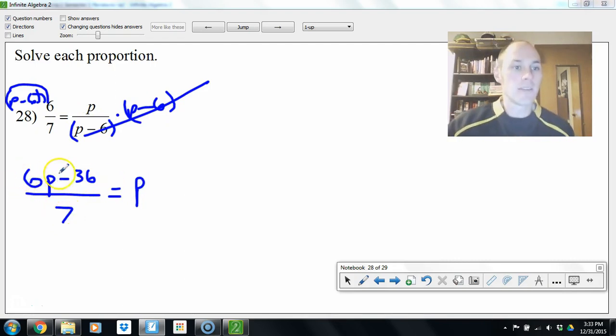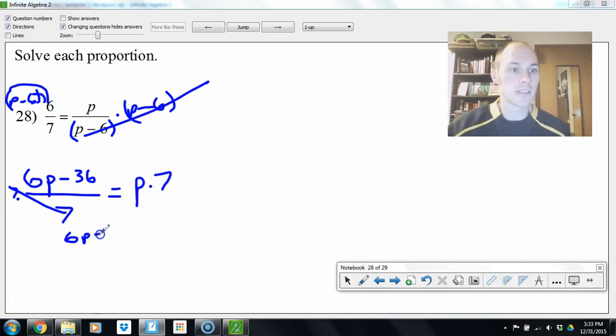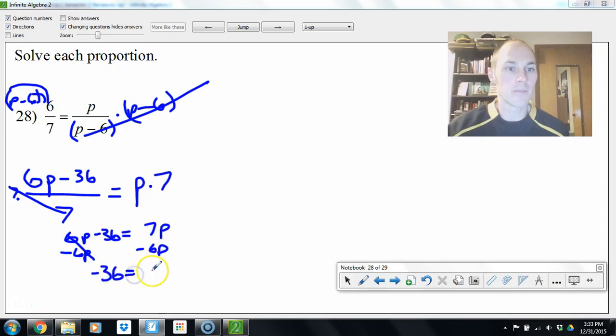Now this 7 doesn't divide evenly, so we can multiply both sides by 7. So I have 6p minus 36 equals 7p. If I rearrange to get the p's on one side, subtract 6p. I'm left with a negative 36. Don't lose that negative. Equals 7p minus 6p is 1p, or just p. So p would equal negative 36.